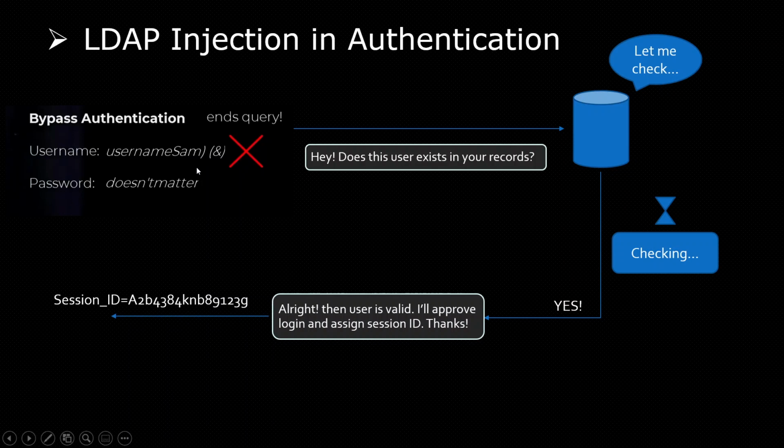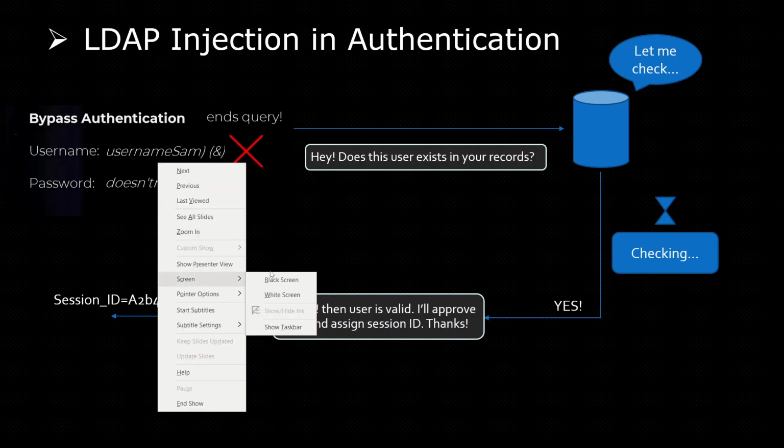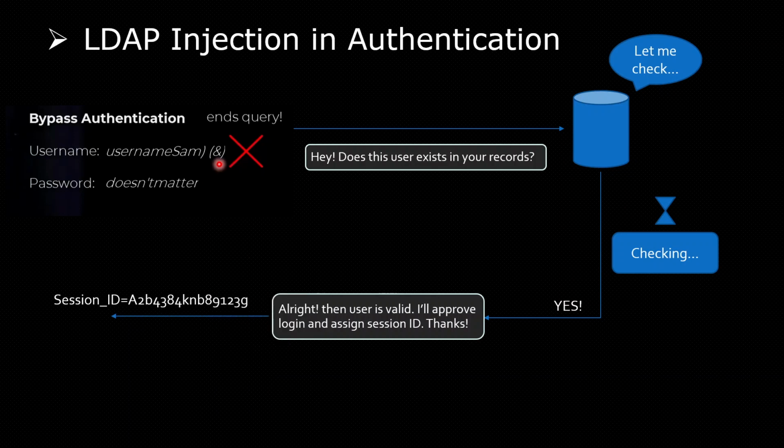So we are not entering any valid password. Even if we are entering an invalid password, or even if we are entering a blank password, this will be the query at the server side, at the LDAP server side: check for a record which has this username. So even if you have an invalid password, still it will allow you to log in. So this will be the query: check for a record which has the username, and do nothing.